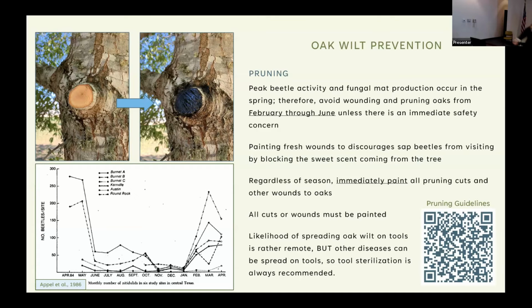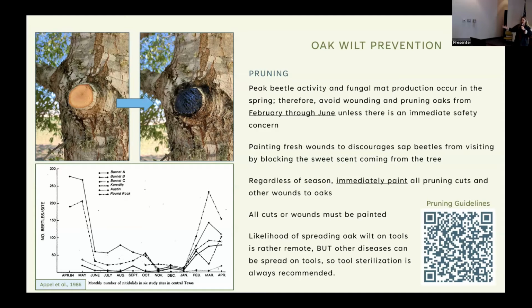So some fungi grow mushrooms. Oak wilt is a fungal mat under the bark of an infected red oak, and the conditions just have to be right. Spring-like conditions can produce those fungal mats if the red oak is infected. The beetles are also more active in the spring. And so that's why pruning oaks in spring is the riskiest time to prune oak trees, because they're flying around and they have fresh fungal spores on them.